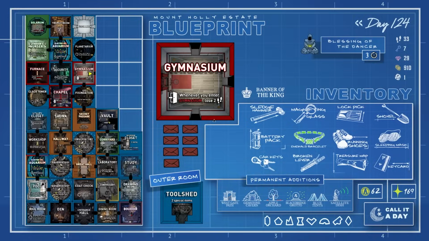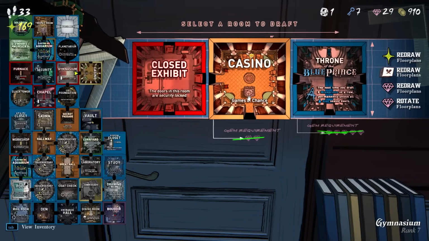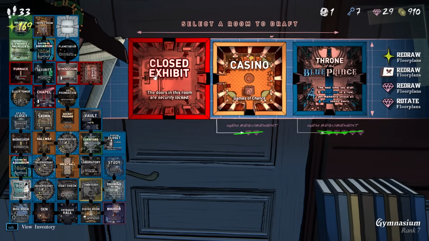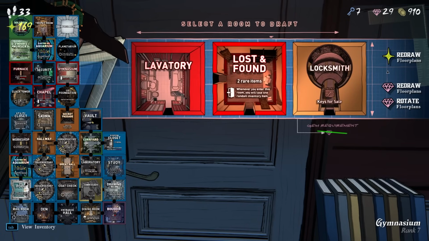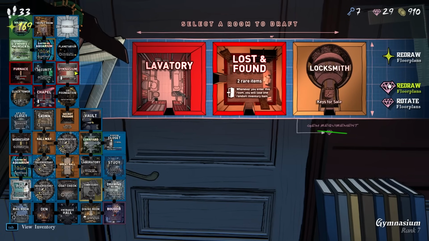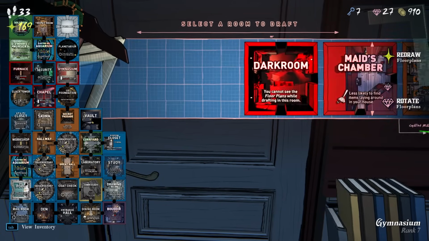Okay. Yeah. Just gotta go for it the best I can. Closed exhibit does not work. None of these work. It needs to be a four-way one. Okay. We're doing some redraws. Doing some redraws.